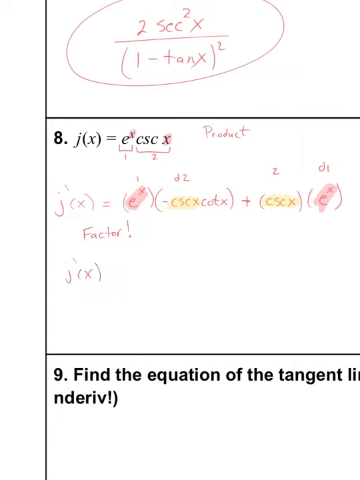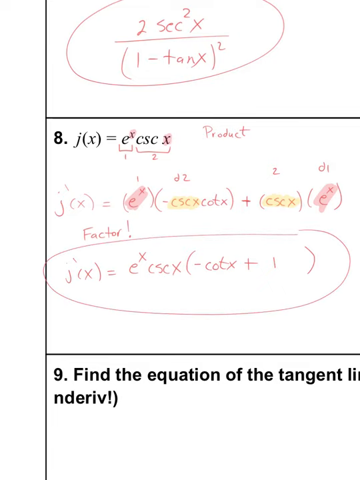Okay, so I'm going to put my common factors out front. E to the x and cosecant of x. All right, then I'm going to divide this first term by my common factors, and I'm left with negative cotangent of x. And when I divide this term by my common factors, I'm just left with 1. They both cancel out. And there's your answer.